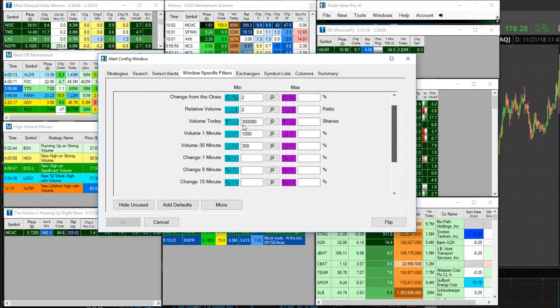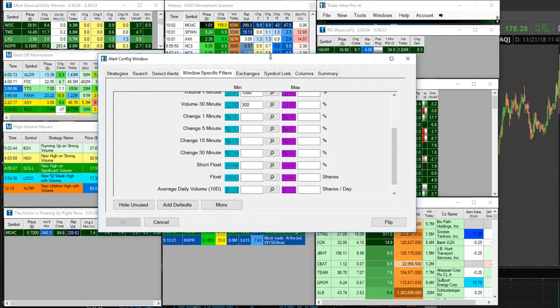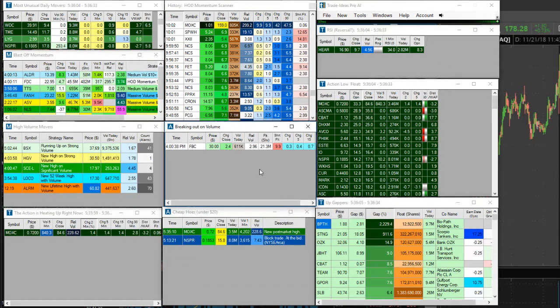Volume today is 300,000. Now this is the one that's different. So we're looking for volume within 1 minute. So we have 100 or 1,000%, and then on the 30 minute is 300, which is a lot different than all these other ones, because now we're hunting volume on this scanner.